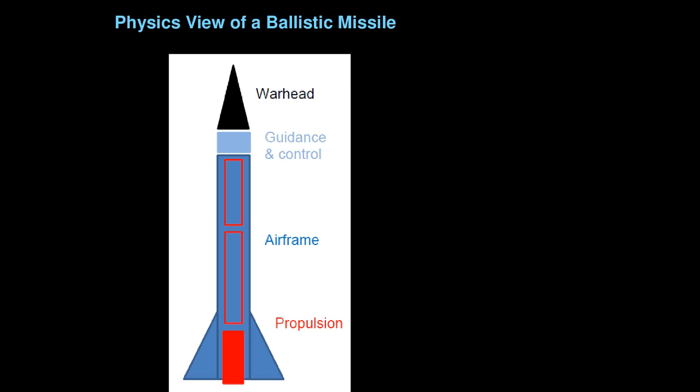Now, from the point of view of all the engineering details that go into a missile, it's a very complicated system. But from a physics point of view and trying to understand what needs to happen, it's actually quite simple. So you imagine having an airframe and some sort of propulsion, a guidance and control system, and a warhead that it carries. And that's basically the model that I want you to keep in mind.